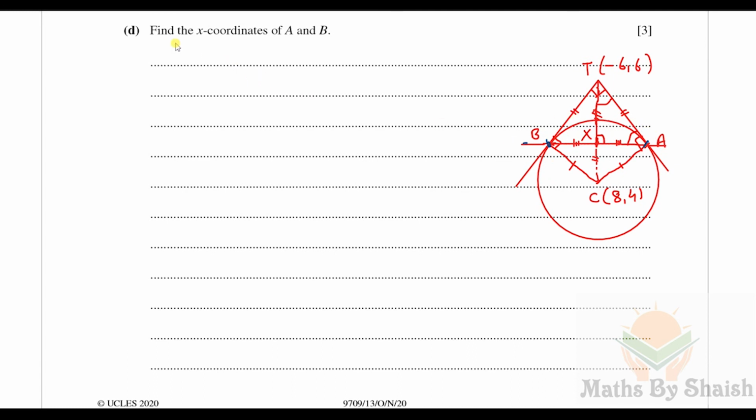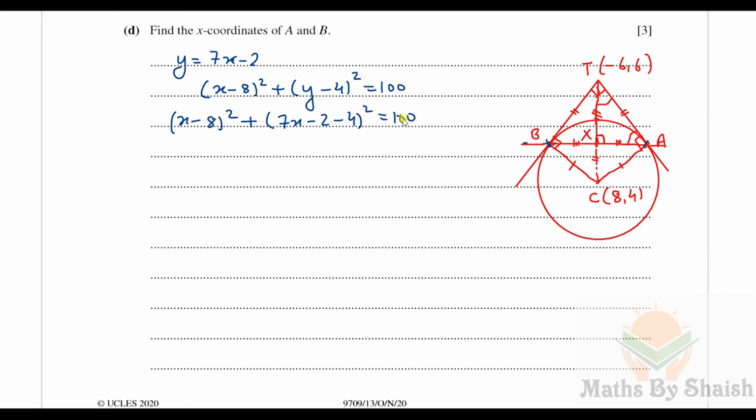So now from the previous part, we know that y is equal to 7x minus 2 is the equation of line AB, and the equation of the circle is given as x minus 8 whole square plus y minus 4 whole square is equal to 100. So we'll solve this simultaneous equation to find the two values of x, and one value of x will give the x coordinate of A, another will be the x coordinate of B. So we'll substitute the value of y in this. We'll get x minus 8 whole square plus 7x minus 2 minus 4 whole square is equal to 100.